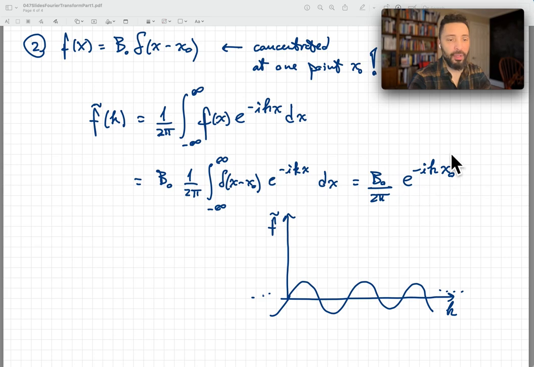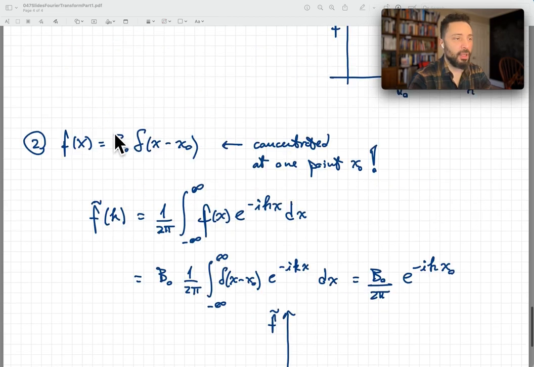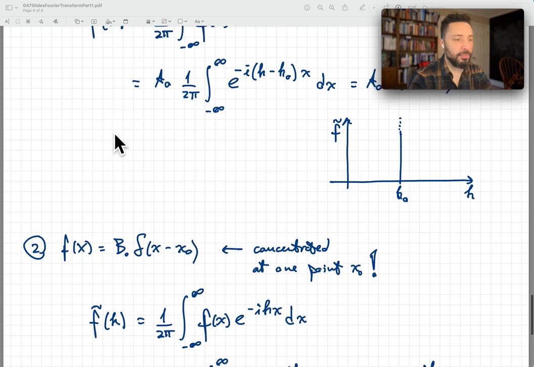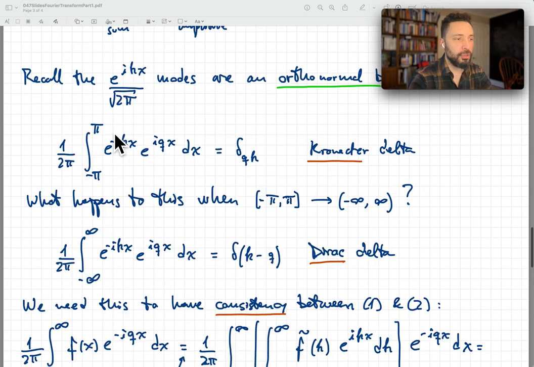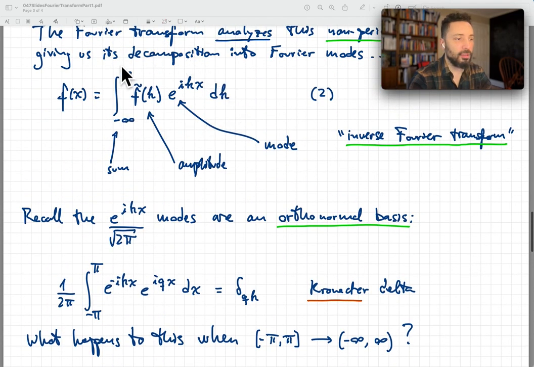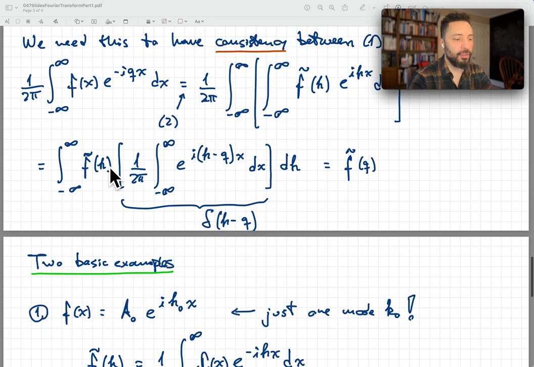But the point is that this function does not die off at k very large. It just does not die off. You need all these modes to be assembled together in f tilde of k, and then you need all of them to contribute to this integral, so that in the end you get a delta of x minus x0.